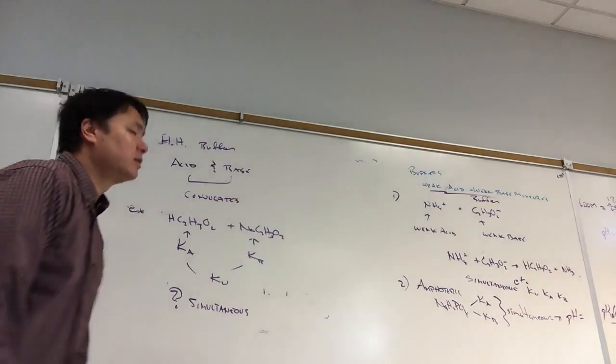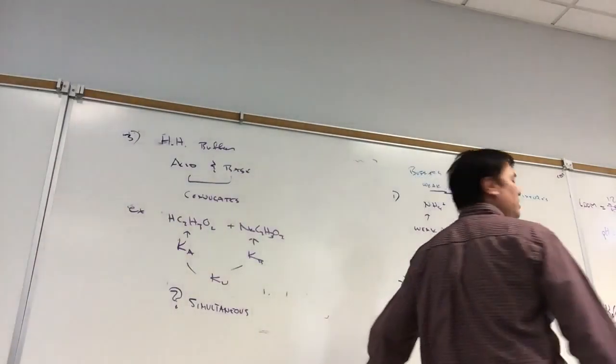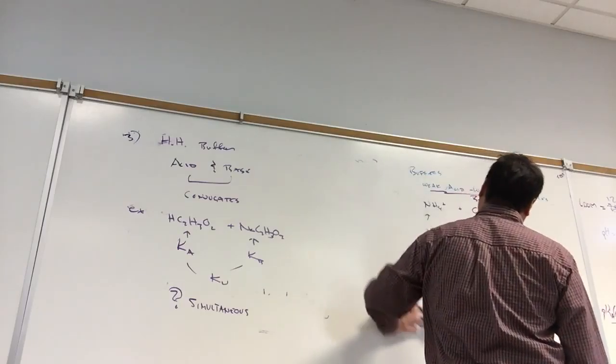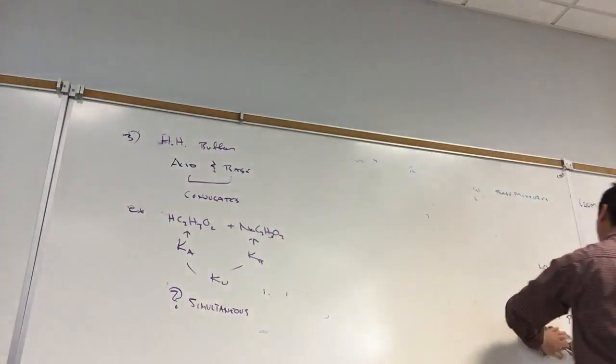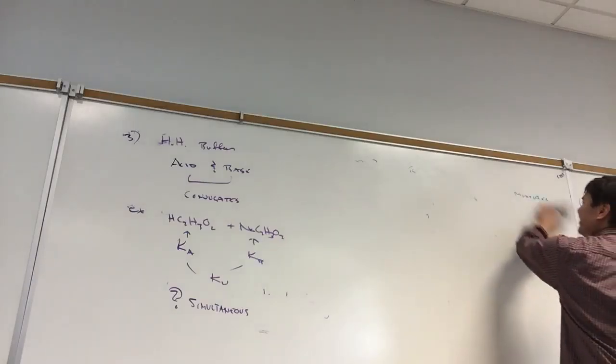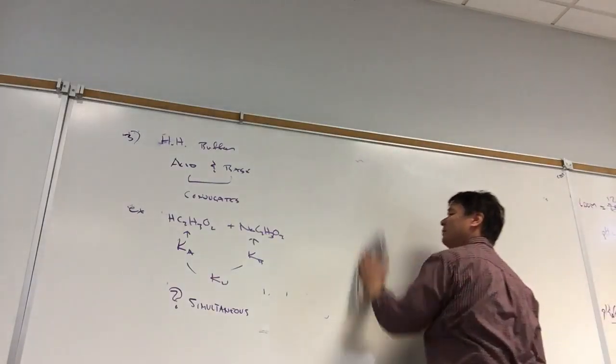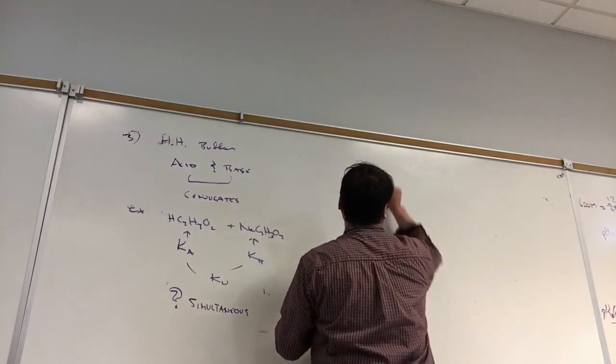And so let's take a look. Did I set up the Ka and the Kb for acetic acid and sodium acetate earlier? Yeah. And so what was the take-home message from the Ka and Kb set up? Was there any take-home message?